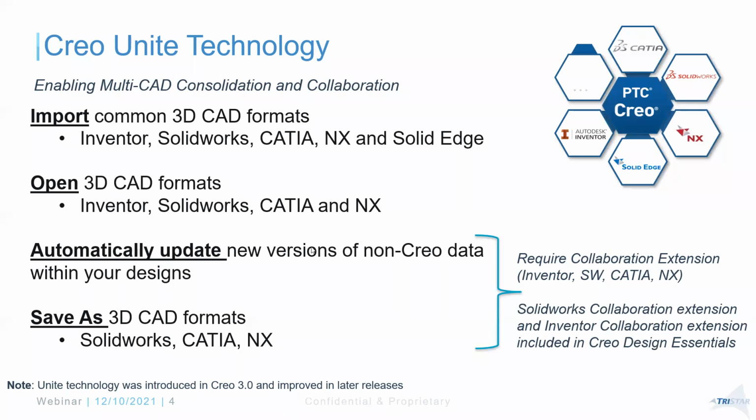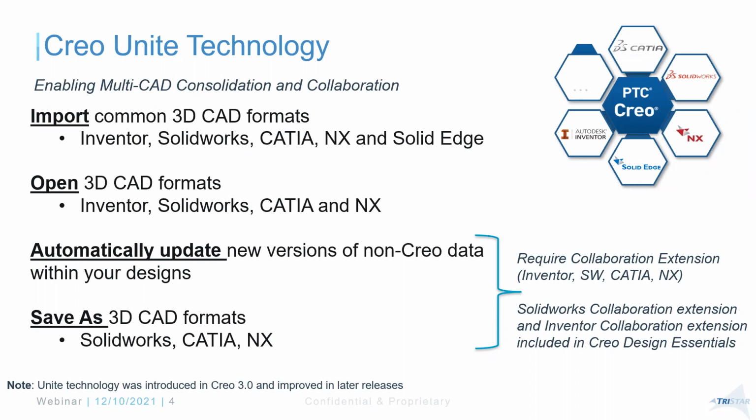And you also have the ability to save as or export a Creo assembly to a SolidWorks assembly, for example, if you have that SolidWorks collaboration extension. So the first two bullet points on import and open are included. Everybody has it. The last two required a purchasable license, which is included now with your base package. And I just wanted to highlight that one.